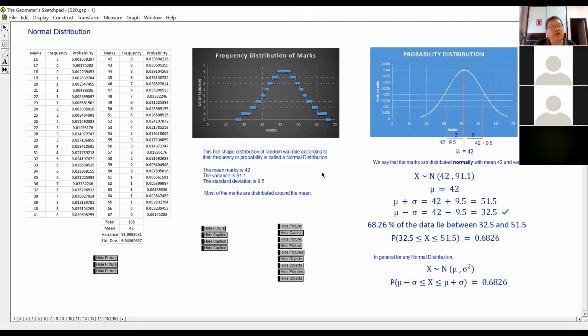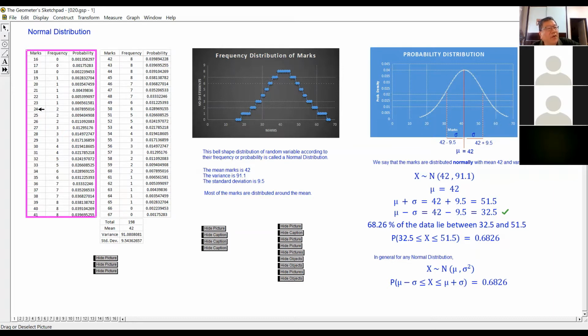Class, students taking additional mathematics. So I give them a test, and this is the marks that they get. 16 marks, no student. 17, no student. 18, no student. 19 marks, one student. 20, one student. 21, one. 22, 23, all one student.